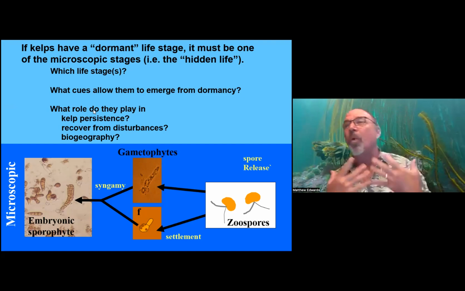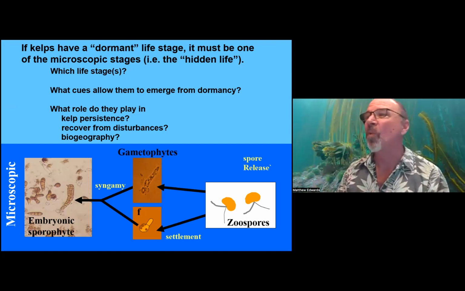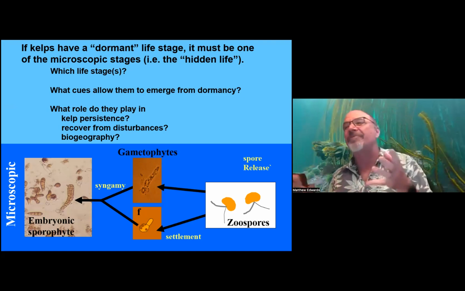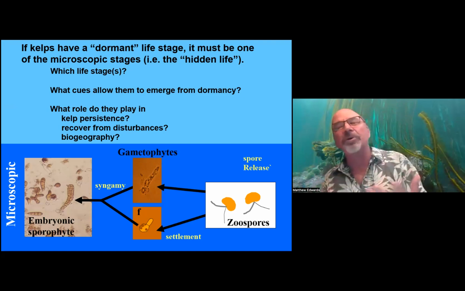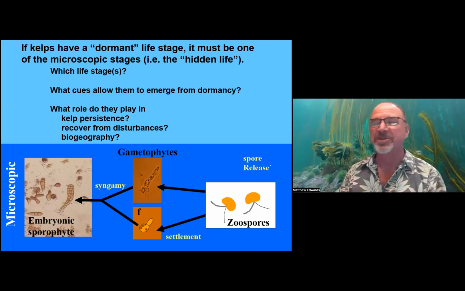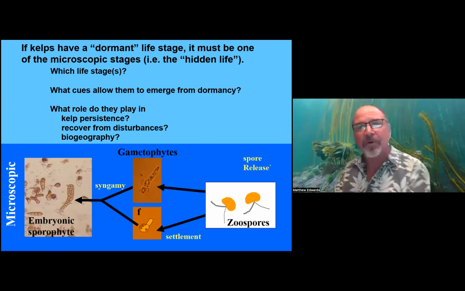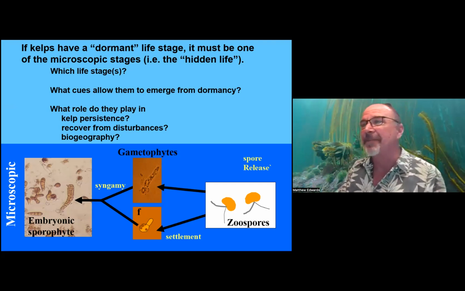So we can ask which stage would be the one that overwinters for periods. What causes them to come out of dormancy? And then what role do these stages play in kelp persistence, recovery following disturbances, and in establishing patterns of biogeography? So that's where I want to go with this talk today.